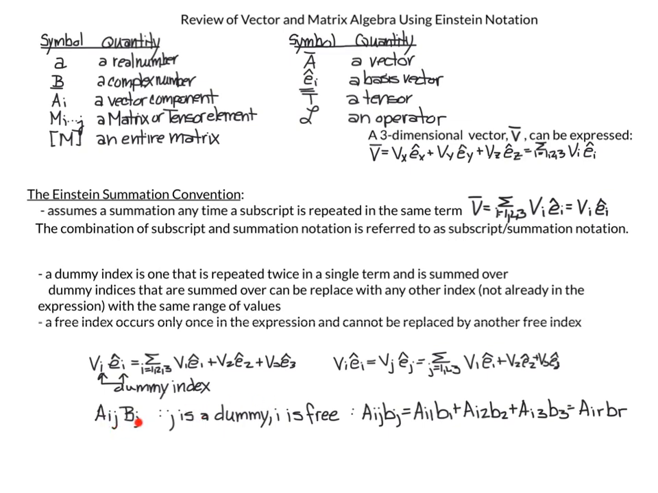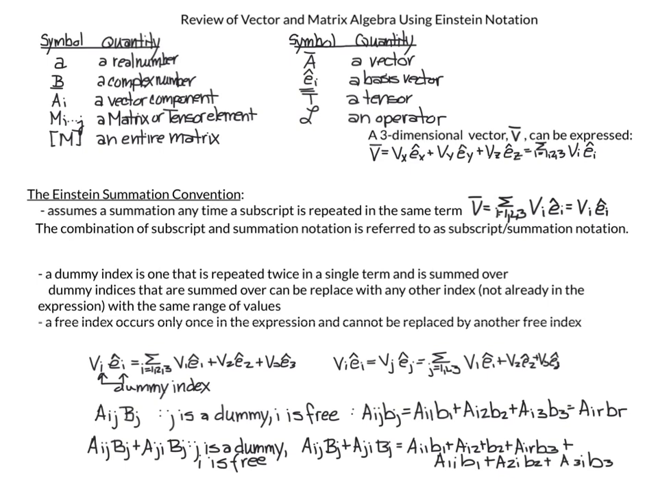So we're going to sum over the dummy index, and we'll get a sub i j, b sub j is equal to a sub i 1, b1, plus a sub i 2, b2, plus a sub i 3, b3. And as I mentioned, we can replace j with some other index like r, and so we have a sub i r, b sub r. Now we can sum over r, if r goes from 1 to 3, and you see we will get the same expression.